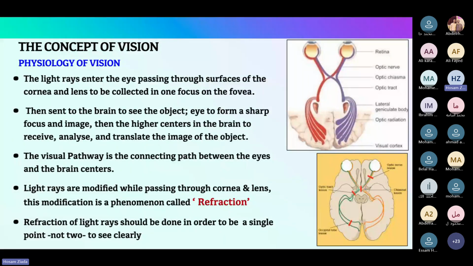This word is called refraction. So what's the meaning of the word refraction? It means modification of the light rays while passing through the surfaces of the eye. The refraction is done actually by the eye surfaces, mainly the cornea and lens. So there is no role for the visual pathway in the refraction. There is no role for the brain centers in the refraction. So refraction is an optical phenomenon.